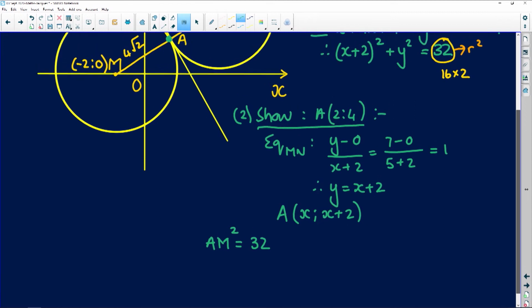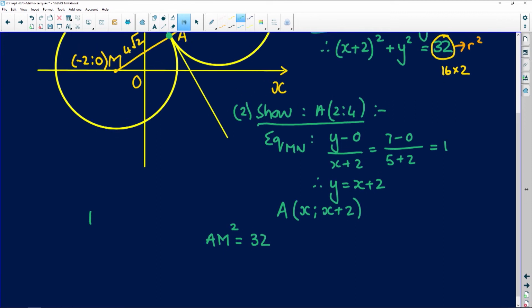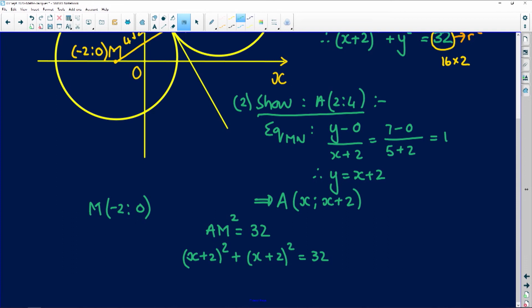Now just go back here. Let me write the coordinates down here. M is the point minus 2 and 0. And A is this value pair that we've got over there. So x plus 2 all squared plus this y value, which is x plus 2, minus the 0, is x plus 2 all squared, is equal to 32.